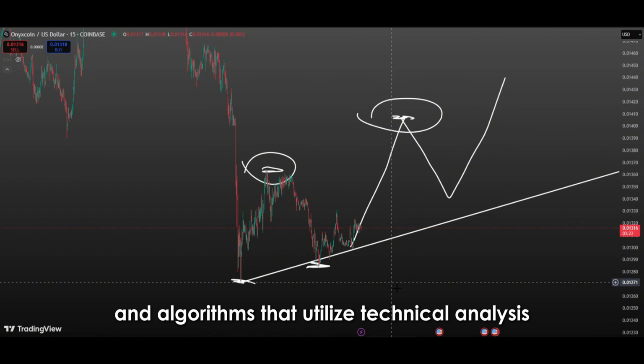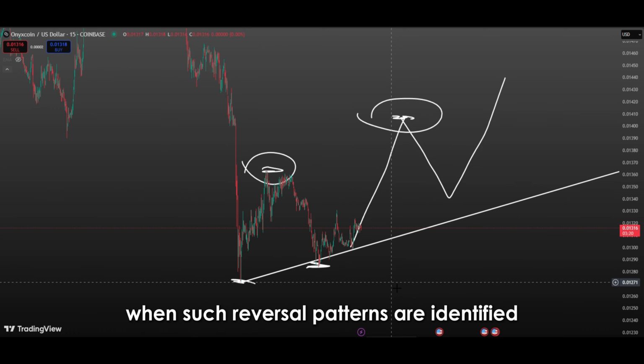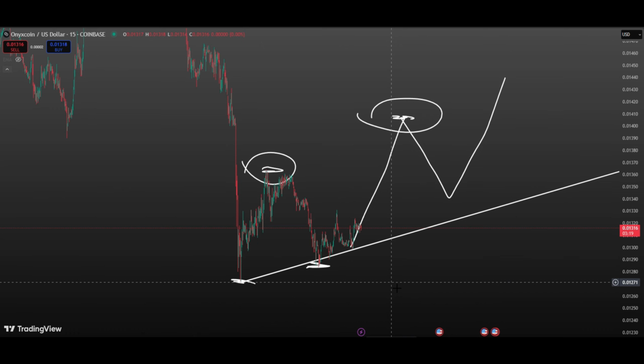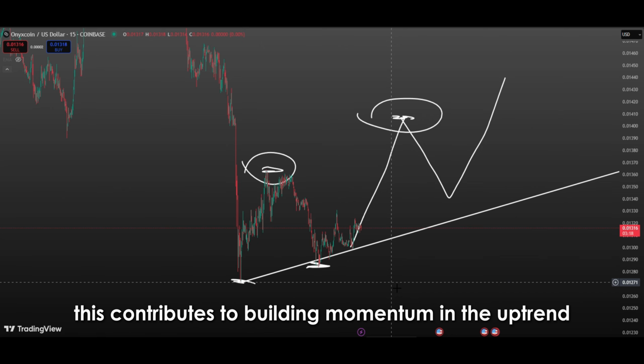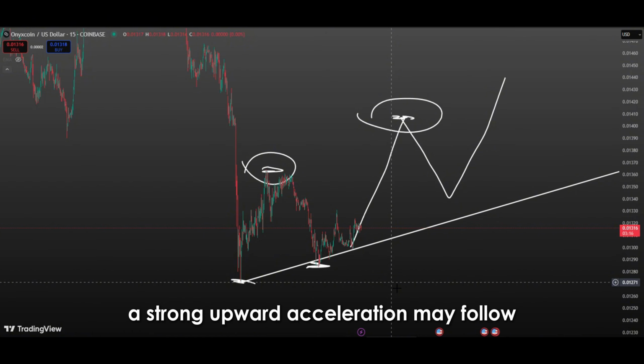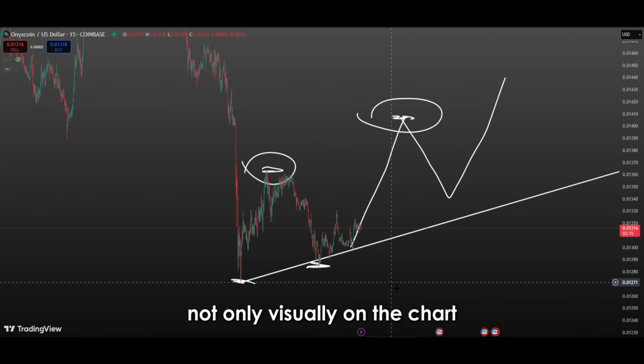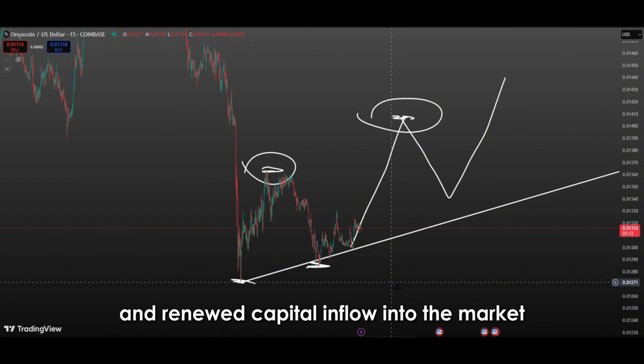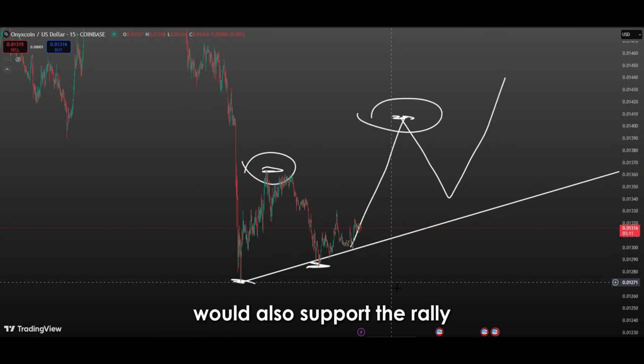Many traders and algorithms that utilize technical analysis tend to enter long positions when such reversal patterns are identified. This contributes to building momentum in the uptrend. Therefore, if the price completes this structure, a strong upward acceleration may follow, not only visually on the chart, but also behaviorally in the market. Increased investor confidence and renewed capital inflow into the market would also support the rally.